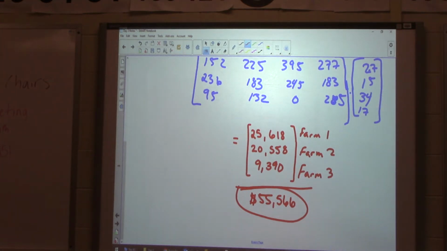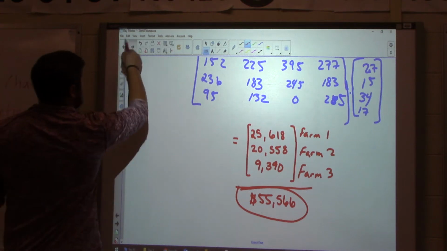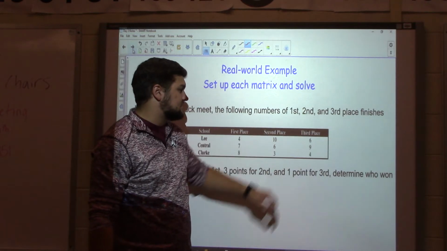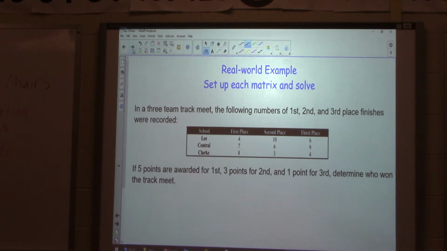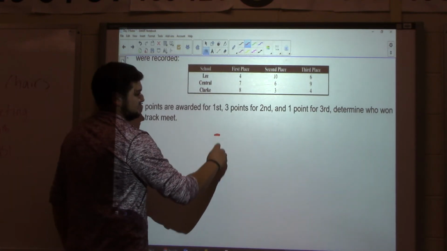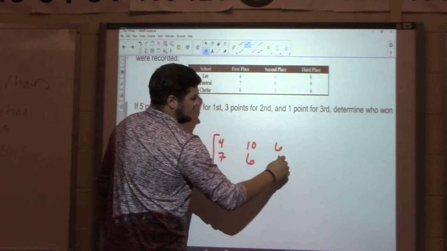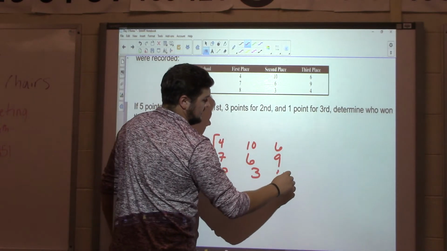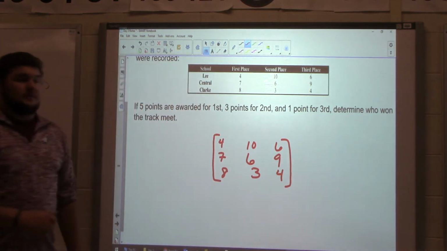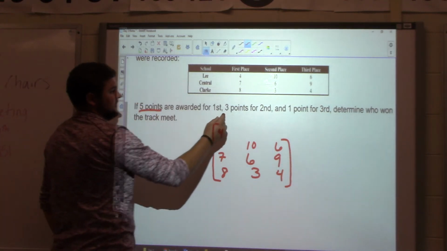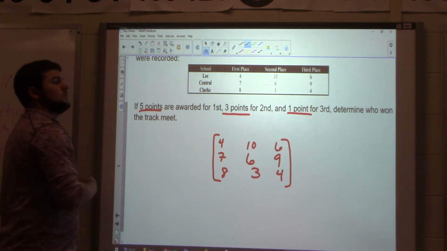Alright, let's do one more really quickly and then we'll get to homework. Alright. 3-team track meet, following number, first, second, third place finishes were recorded. Lee had 4 first place, 10 second place, 6 third place. Central 7, 6, 9. Clark 8, 3, 4. So first thing is I'm going to make that my first matrix: 4, 10, 6, 7, 6, 9, 8, 3, 4. Alright. Then they tell us 5 points are awarded for first place, 3 for second, 1 for third. Determine who won the track meet.